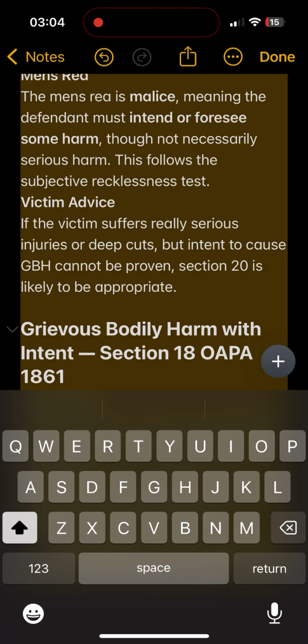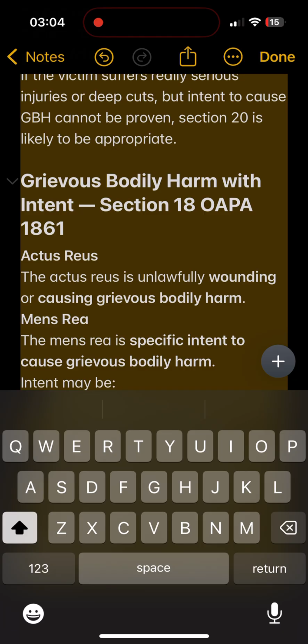Victim advice: if the victim suffers really serious injuries or deep cuts, but intent to cause GBH cannot be proven, Section 20 is likely to be appropriate.